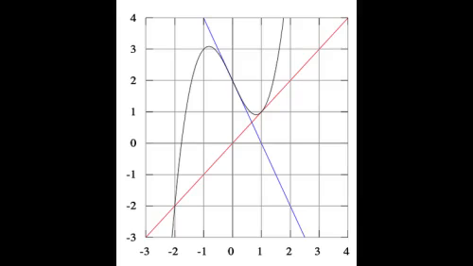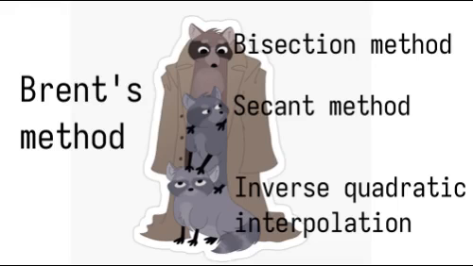Also, take a look at this function. If it ever stumbles upon one of these points, it'll get stuck in an infinite loop going back and forth from one point to another. In summary, this method is faster than bisection, but it won't always work.